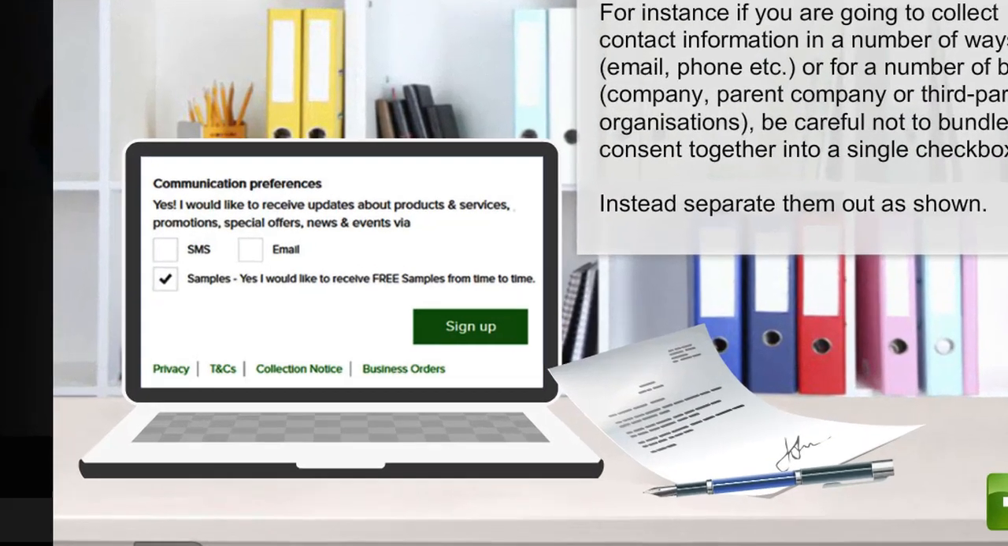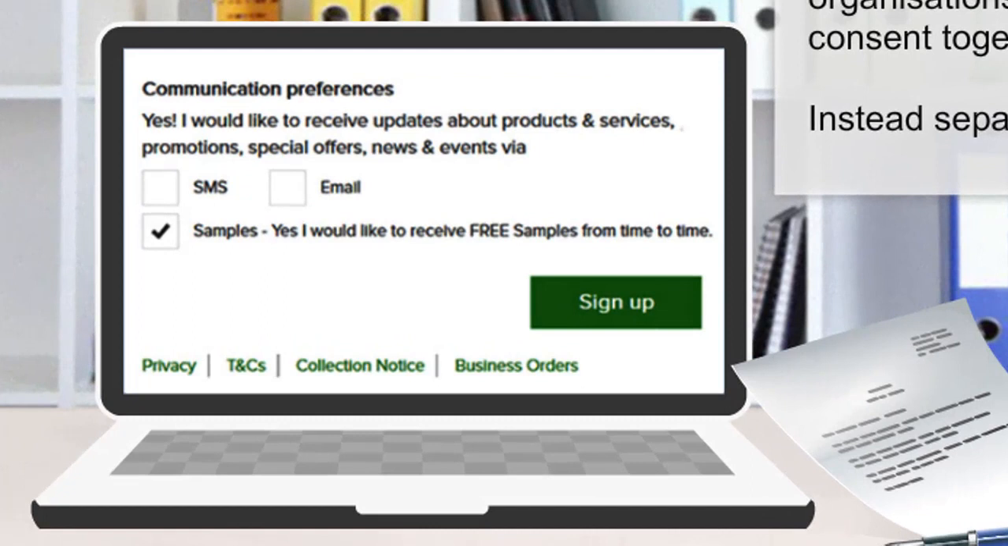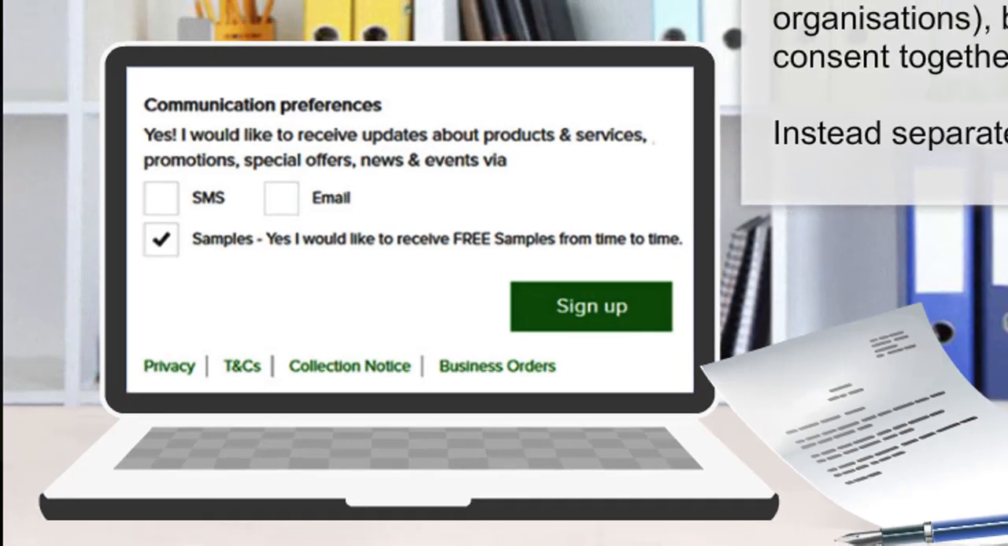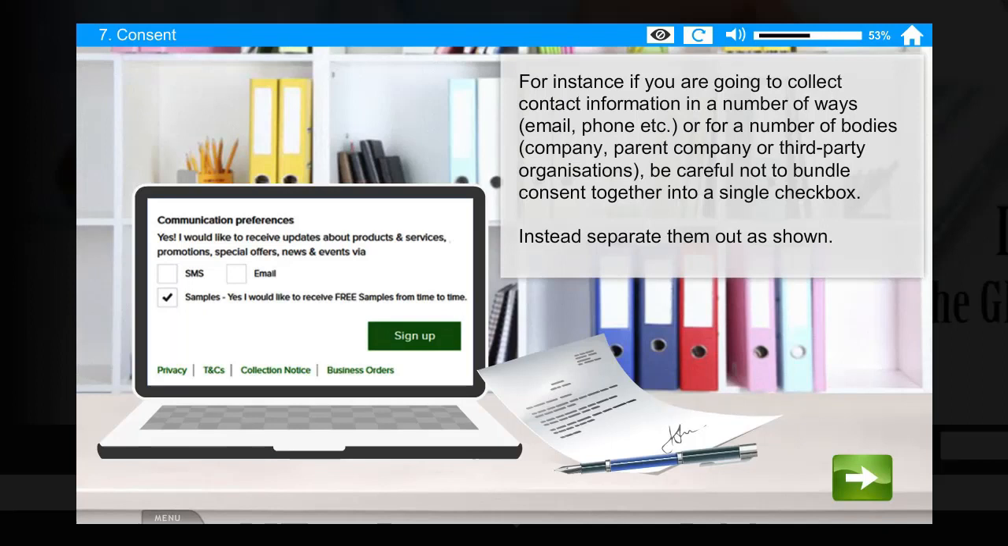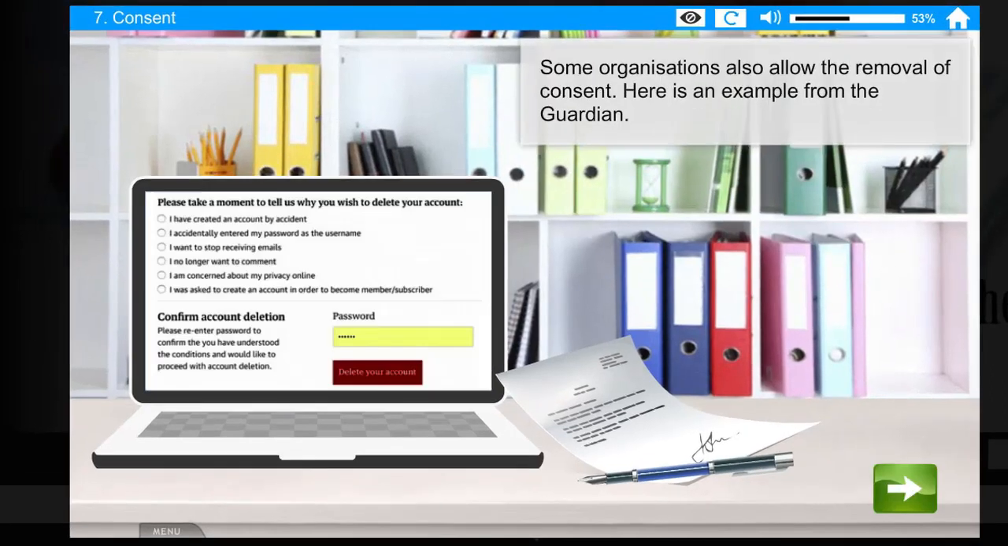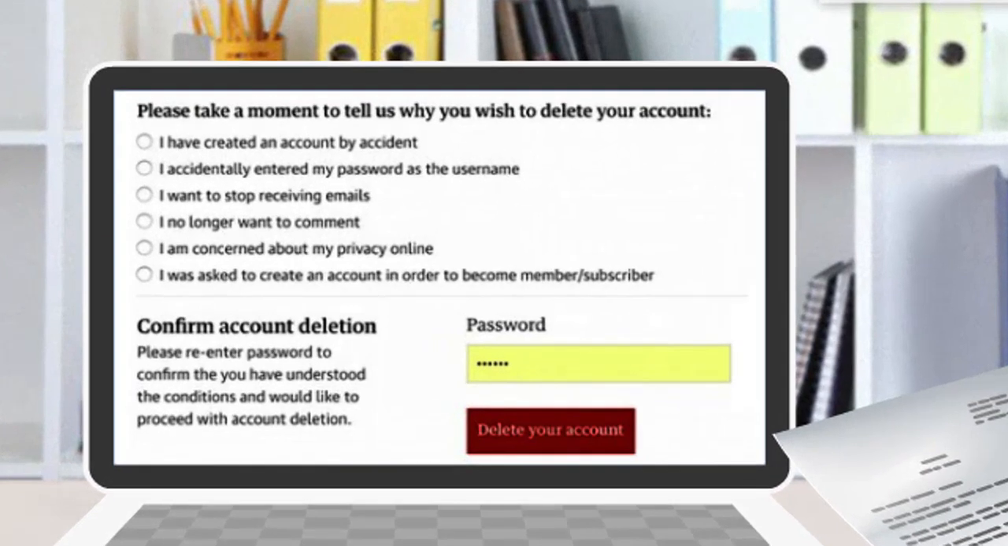For instance, if you're going to collect contact information in a number of ways, email, phone, etc., or for a number of bodies, company, parent company, or third-party organizations, be careful not to bundle consent together into a single checkbox. Instead, separate them out as shown. Some organizations also allow the removal of consent. Here is an example from The Guardian.